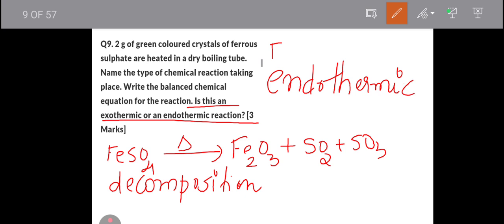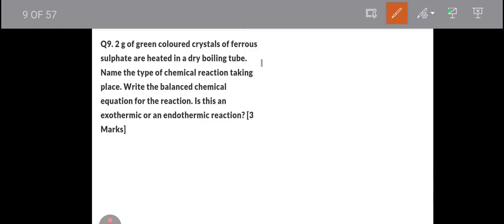Now what is an exothermic reaction? Whenever a reaction is taking place and it leads to the liberation of heat, or if heat is released along with the product, we can call it exothermic. But here heat is absorbed and the reaction is taking place. So it can be an example of an endothermic reaction. Hope this is clear to you.